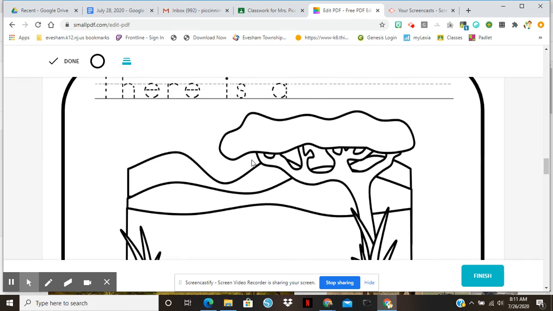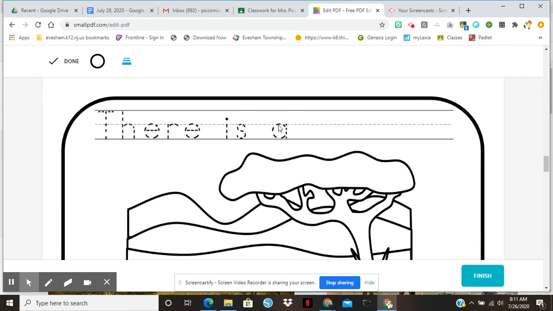There is a blank in the grasslands. Well, when I think of grasslands, I always think of lions roaming around in Africa. Mr. Piccinini's favorite animal in the grasslands is probably a giraffe. What's yours?